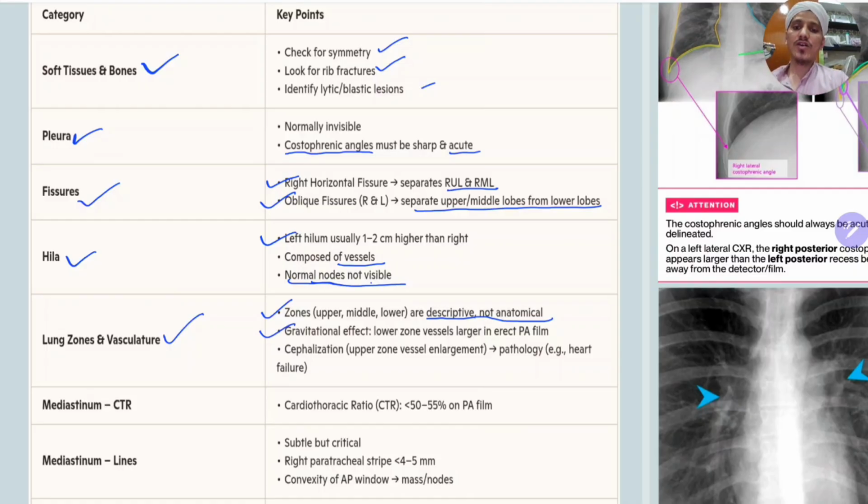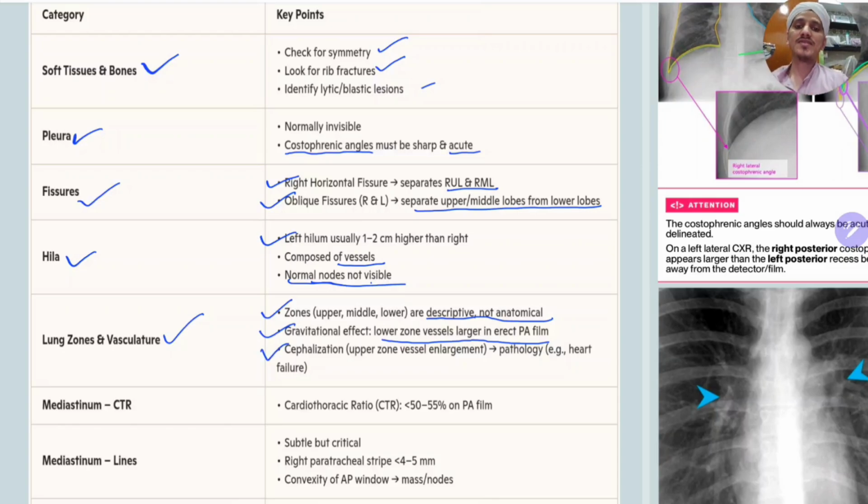So gravitational effect is a normal thing. What that means is, lower zone vessels are larger in an erect PA film. Remember, the lower zone vessels are larger and denser than the upper zone vessels, which are smaller and lighter. Similarly, at the periphery, the vessels are lighter and smaller in diameter when compared to the center. At the center, they are denser and larger. So you should remember this difference.